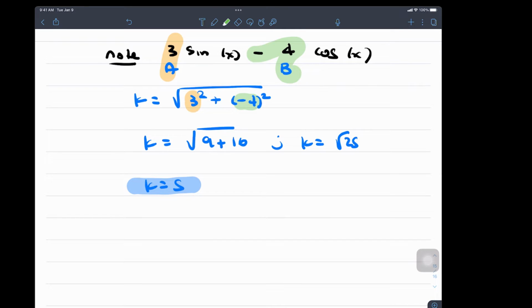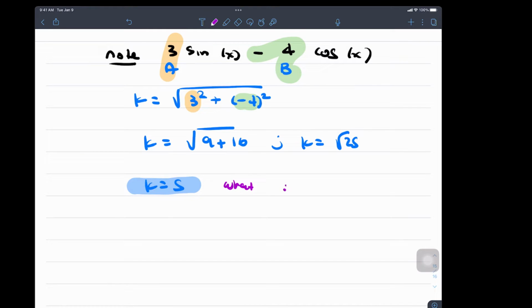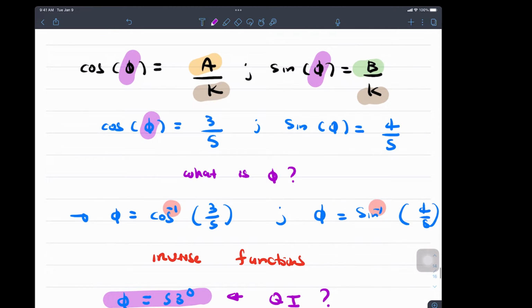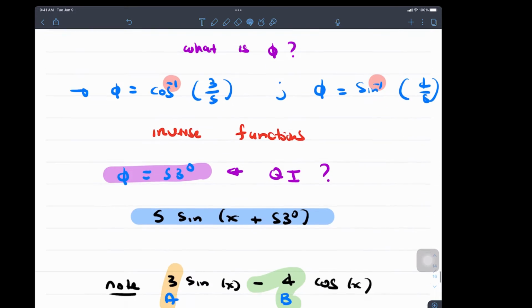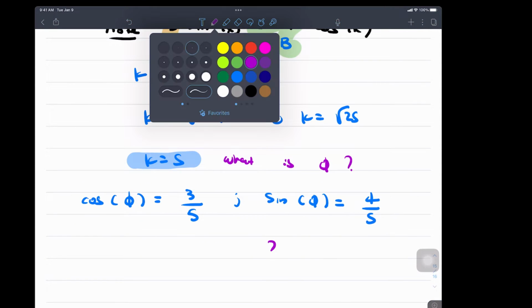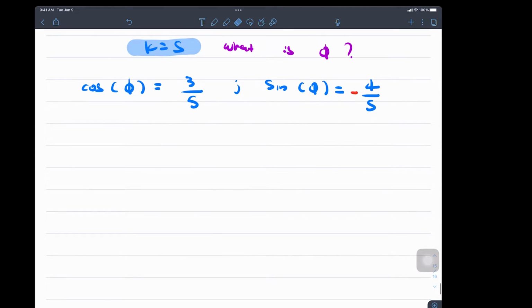All right, you guys okay with that? That's K. So what do you have to answer again? What is what? Phi. So if you go back to these equations now, what changed? Do you guys know what changed here? Yeah, the sign changed. Is that right? The B value is different. It's opposite. So I want you guys to consider this. This is going to be negative. Is that right?